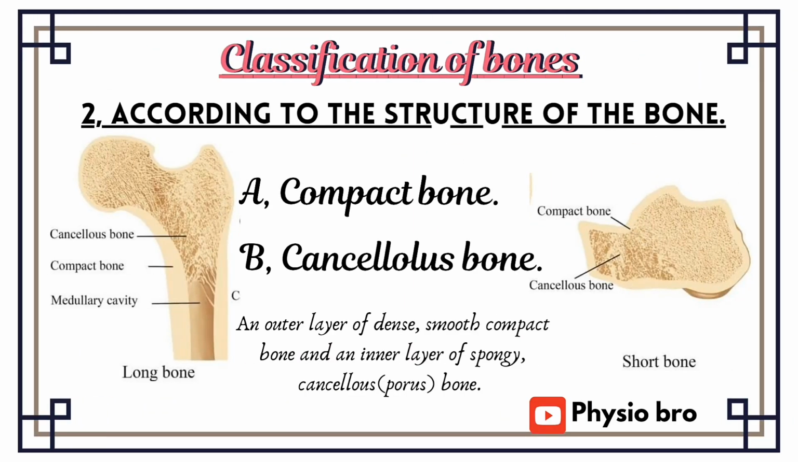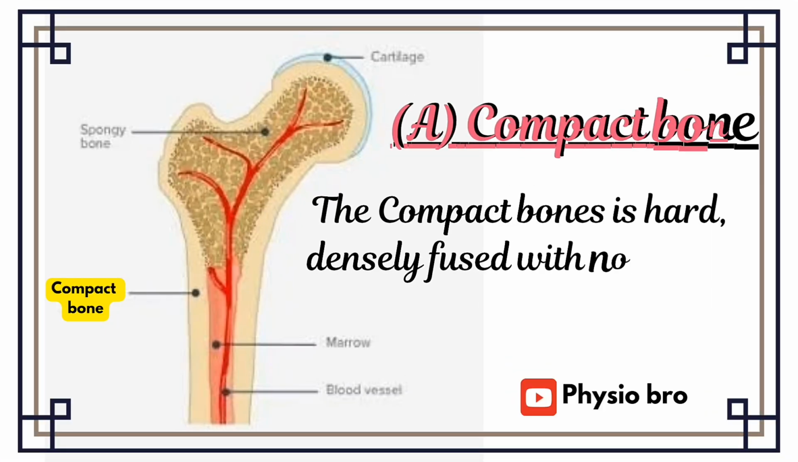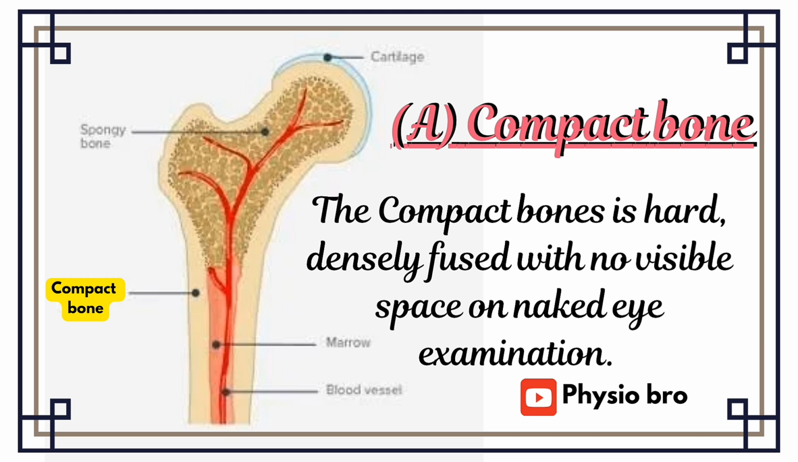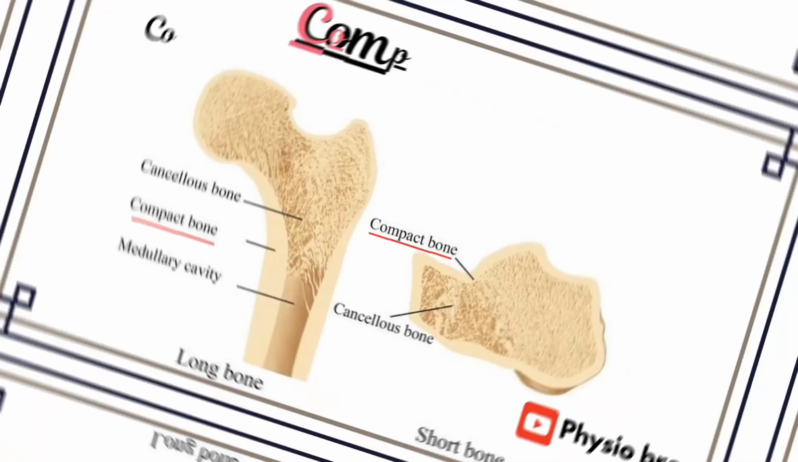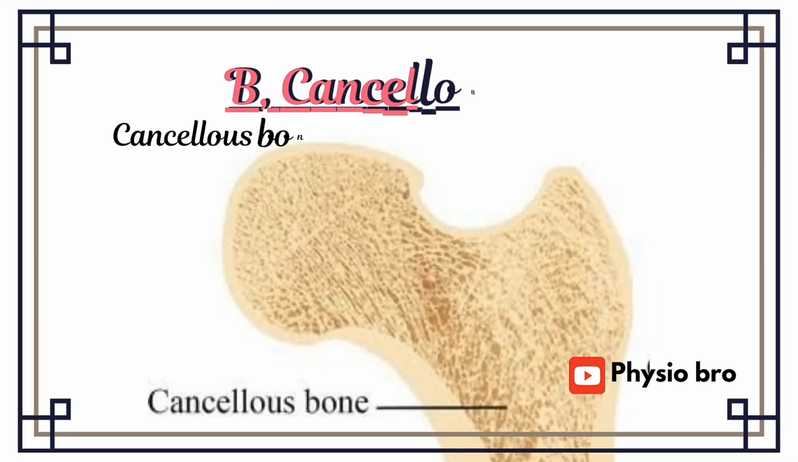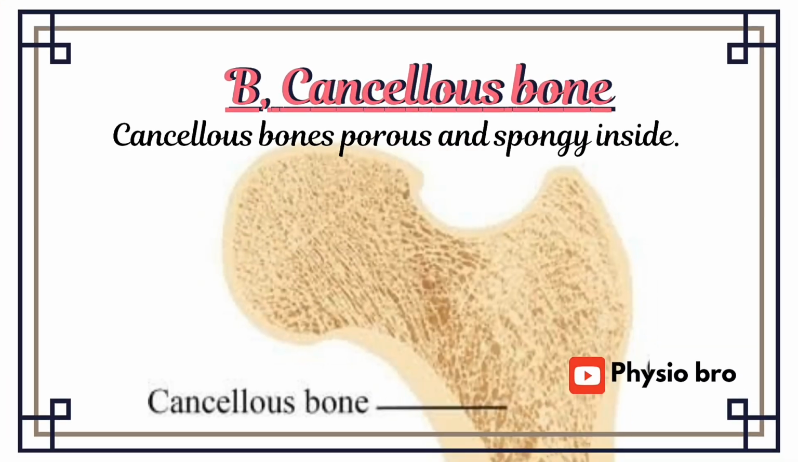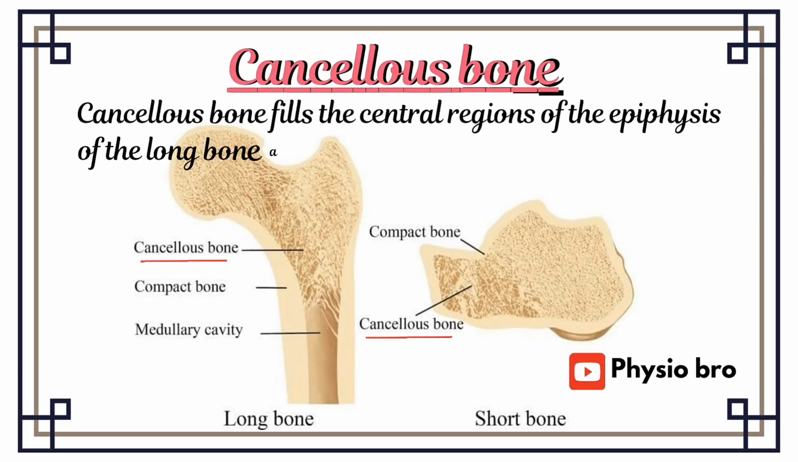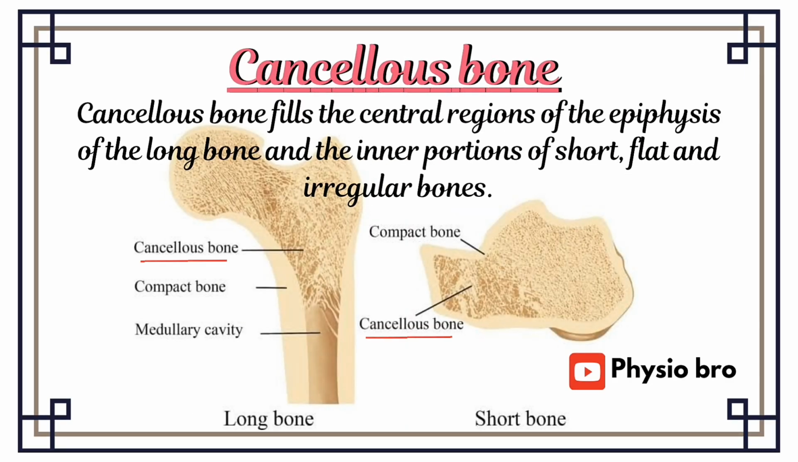Classification of the bones according to their structure. Most bones of the body have an outer layer of dense, smooth compact bone and an inner layer of spongy, porous cancellous bone. Compact bone. The texture of the compact bones is hard, densely fused with no visible spaces on naked eye examination. Compact bone is found especially in the shaft of long bones, and in the outer layers of short, flat and irregular bones. Cancellous bones. Cancellous bones are porous and spongy inside. Cancellous bone fills the central regions of the epiphysis of the long bone, and the inner portions of short, flat and irregular bones.